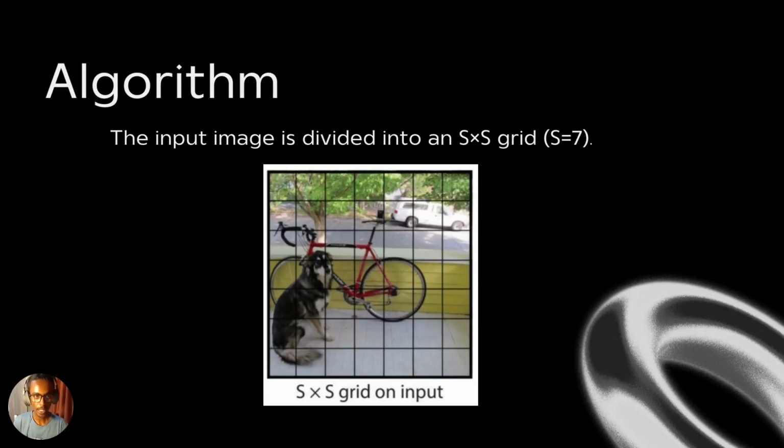So let's delve into the algorithm in detail. So first, we're given an image. The image input size might be 480 by 480, and we divide it into an S by S grid where S equals 7. So we divide it into an equally sized grid.